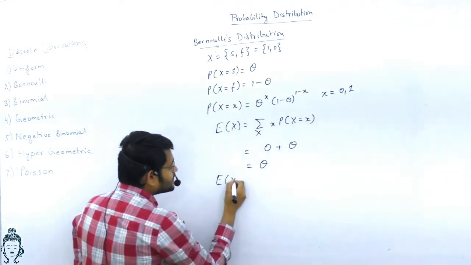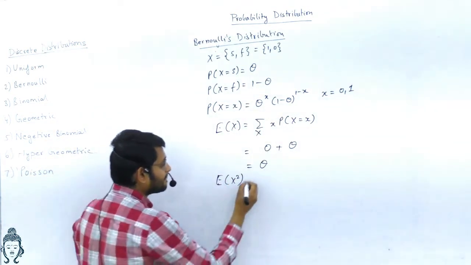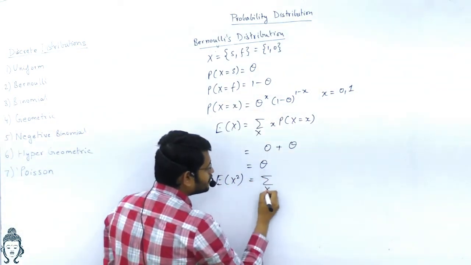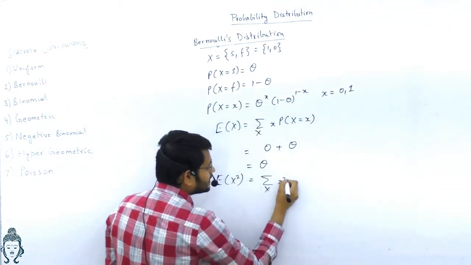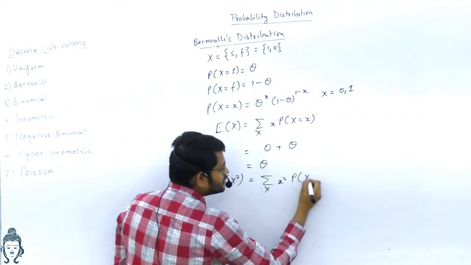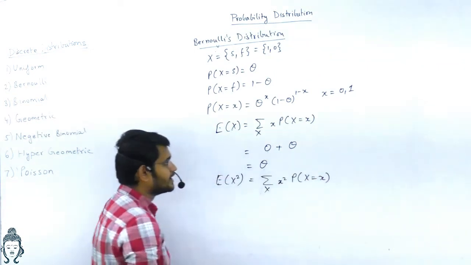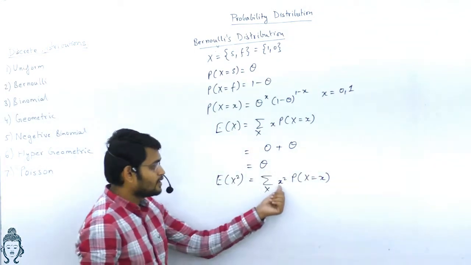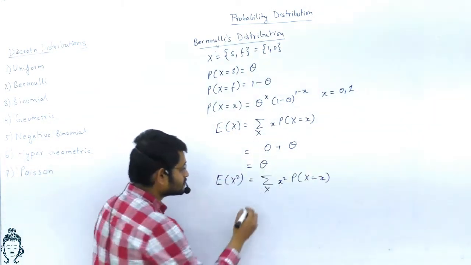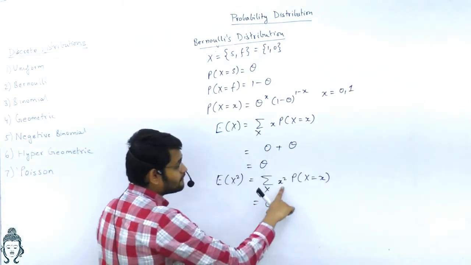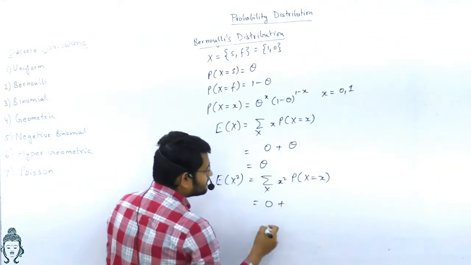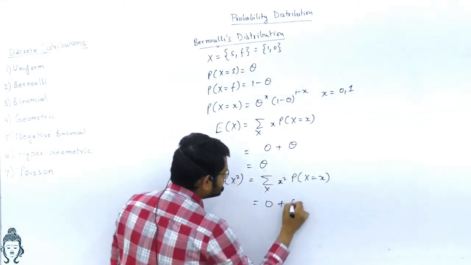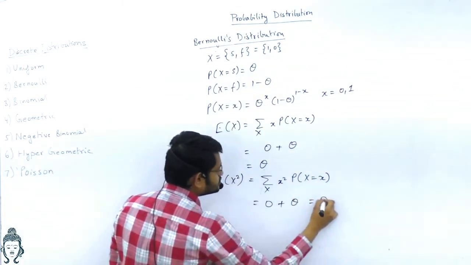Let's find the expected value of x square. That is the summation over all values of x square times the probability that X is equal to x. Again, for 0, this value is going to be 0. For 1, x is equal to 1, we get theta. So again, this is also theta.